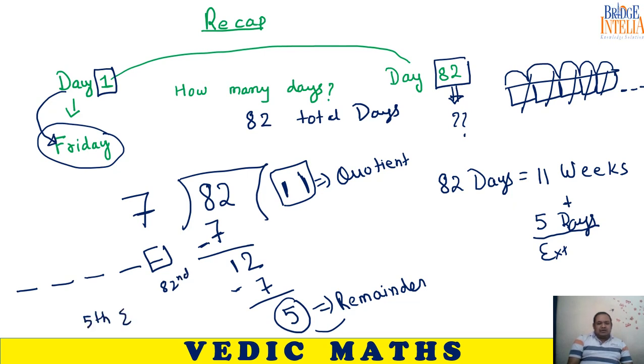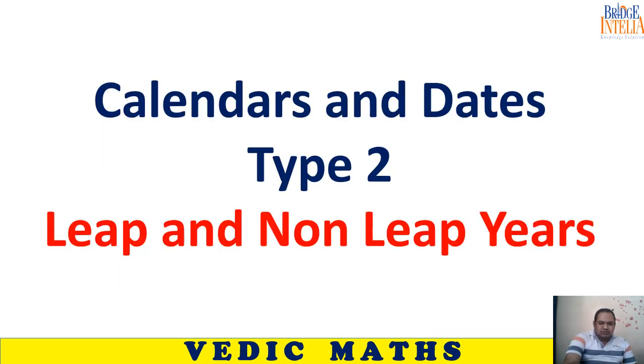So how will you find the answer? The first day is given as Friday. So here Friday, Saturday, Sunday, Monday. So Tuesday would be the answer in the example that we have taken. All this we have already discussed in detail in part 1 of calendar and dates, so you can go and watch that video if you haven't. Now let's take things forward. This is part 2.